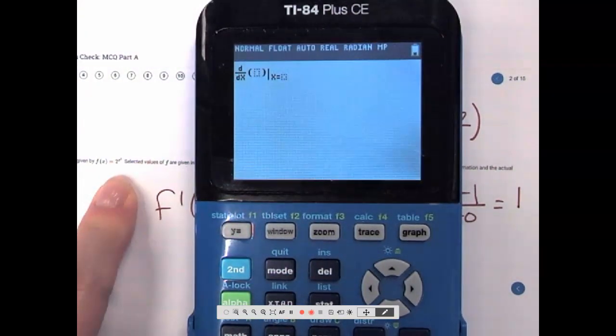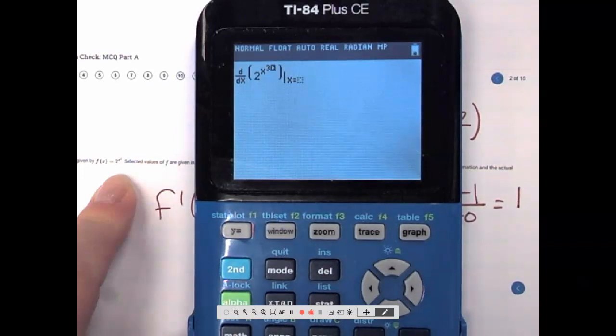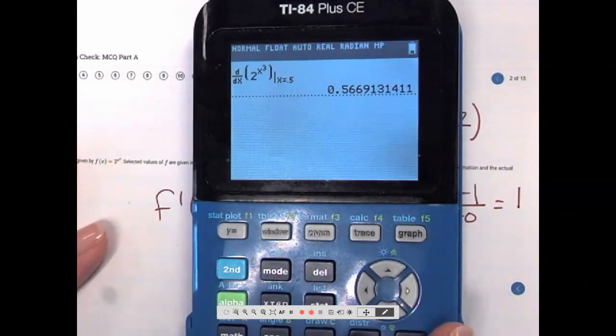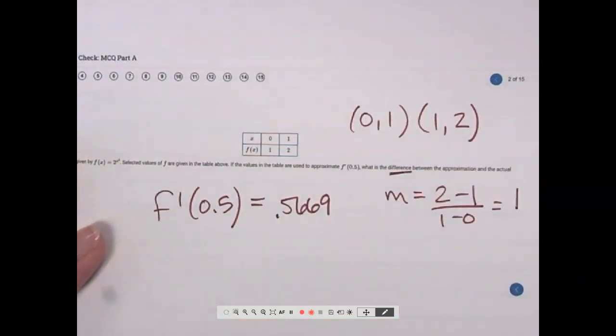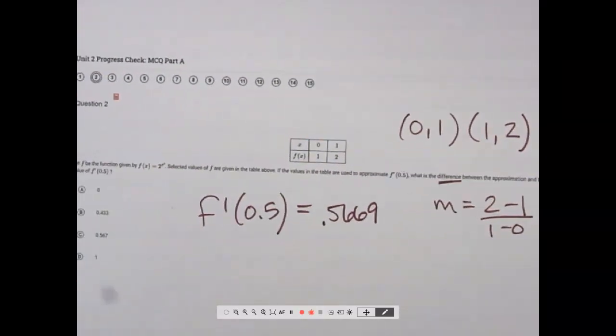So it is 2 raised to the, is that x squared? X cubed, thank you. It's printed so tiny. And I wanted it at x equals 0.5. And did you get that? Yeah. Okay, 0.5669. All right, difference between those, you're going to subtract them. And which answer do we get? B. I agree.